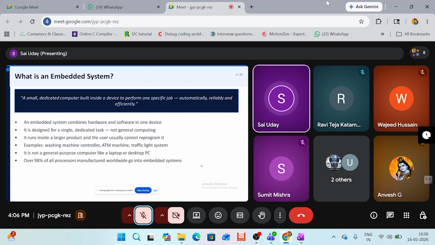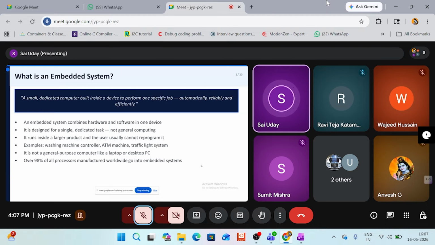So to understand, you have a laptop or PC, which are general purpose computers meant to browse the web, play games and write documents all at once. An embedded system has one single chip with a dedicated task. So for that we will go for embedded.